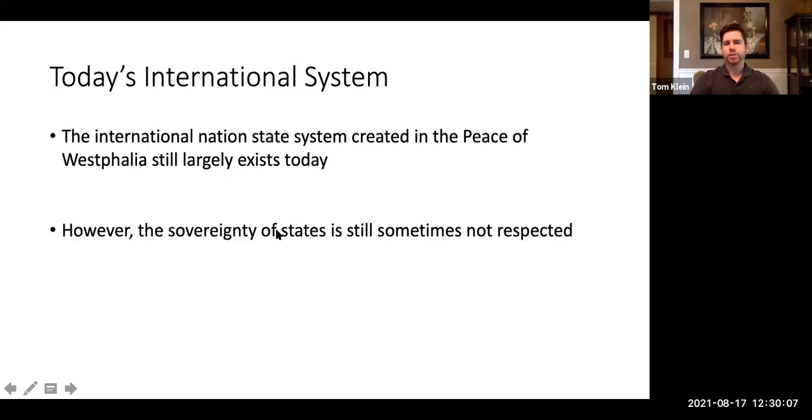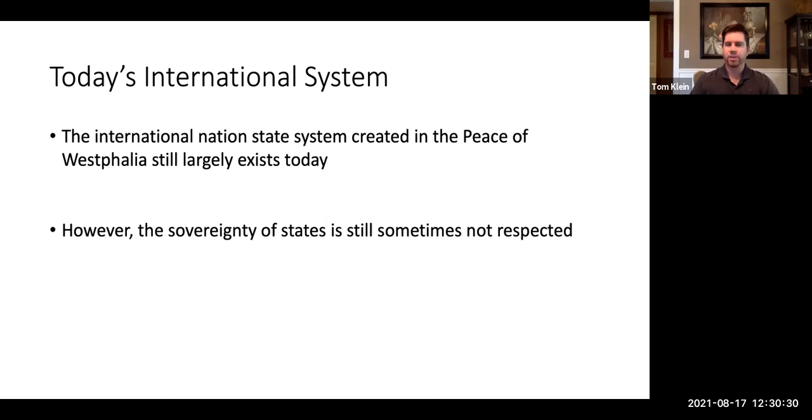So now we enter into today's international system. We've been kind of building up to this. We talked about ancient Greece. We talked about the Dark Ages. We talked about a multipolar Europe. Talked about the Peace of Westphalia, the Congress of Vienna, into a bipolar system, into a unipolar system, into today's international system. And I've said it a bunch of times.